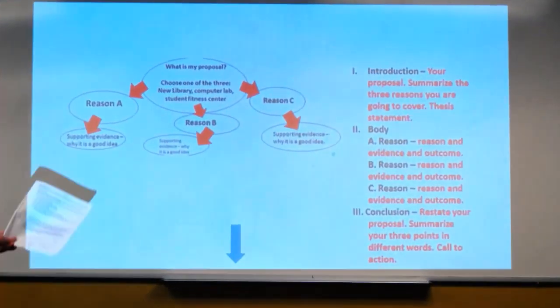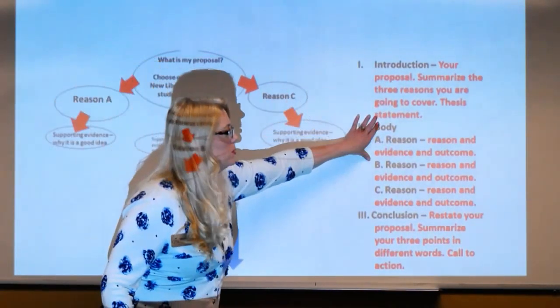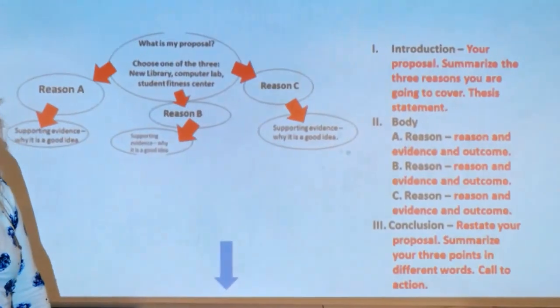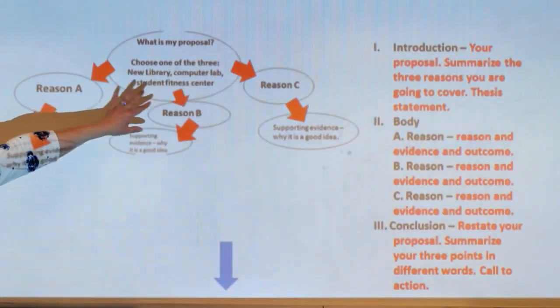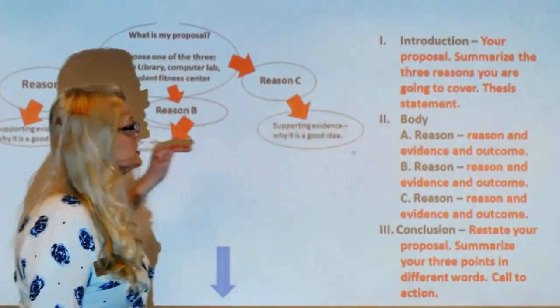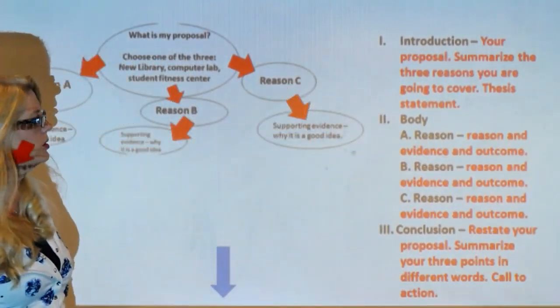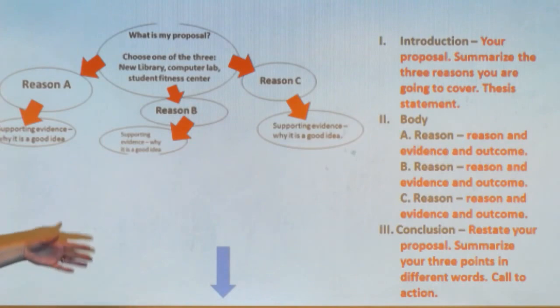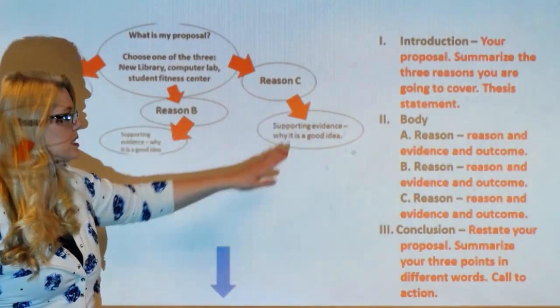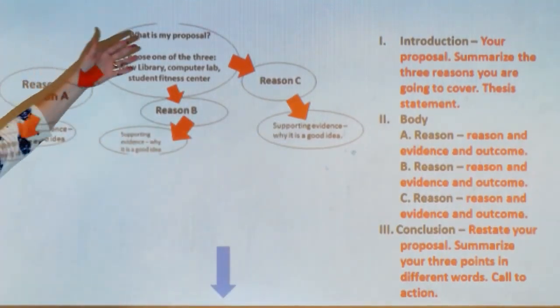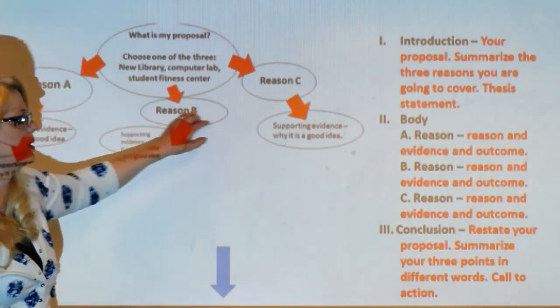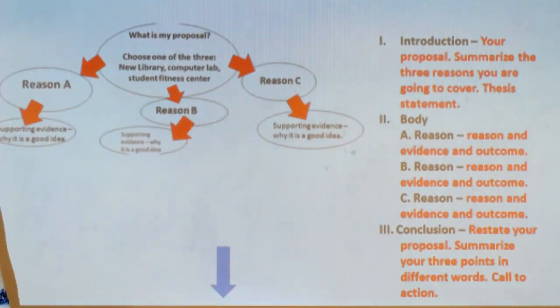And this is how it would move into an outline if you wanted to move it into an outline. The introduction is your proposal, summarizing the 3 reasons you're going to cover. Give a thesis statement. Then your body is reason A, reason B, reason C. And conclusion, restating your proposal, summarizing your 3 points, and then your call to action.